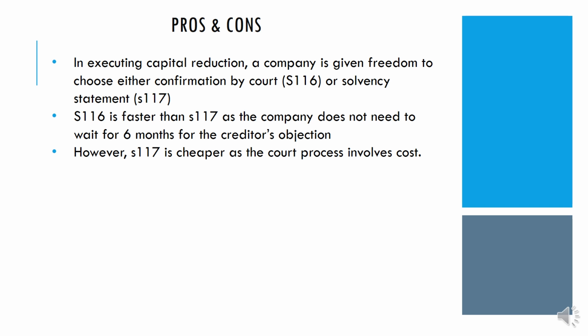The pros and cons. In executing capital reduction, a company is given freedom to choose either way, by court or by solvency statement. Alright? It seems that section 116 is faster than section 117. Using court is faster than applying solvency statement, right? Because the company does not need to wait 6 months for the creditors' objection. However, we have to bear in mind that using the solvency statement is cheaper than going to court because the court process involves costs.